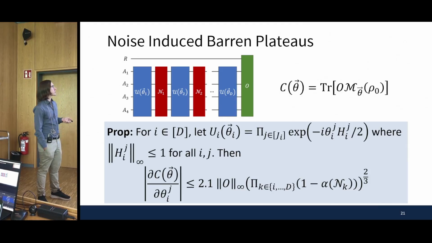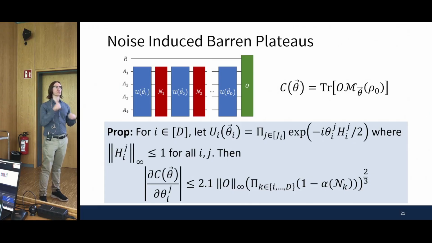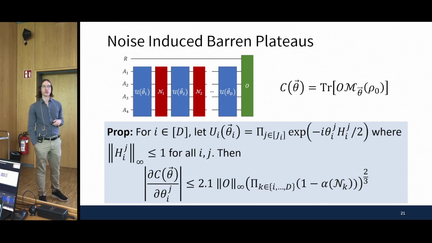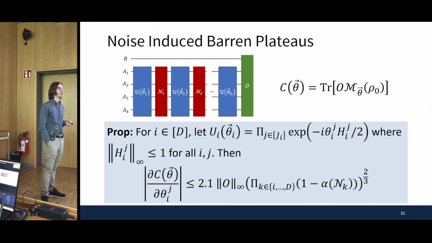And I guess I should note that the way we prove this is we take this bound on the gradient from the Mele et al. paper, and then we use Hölder's inequality and the structure of the complete contraction coefficient to get it. So really, using the structure of the complete contraction coefficient is where this comes from.